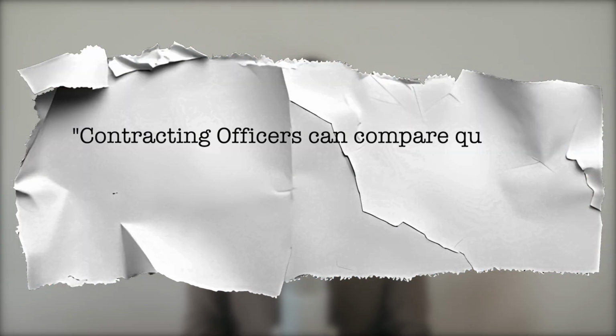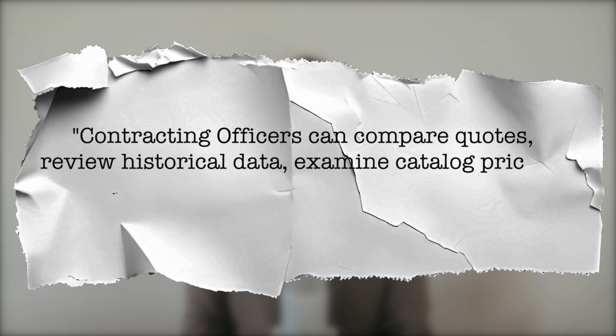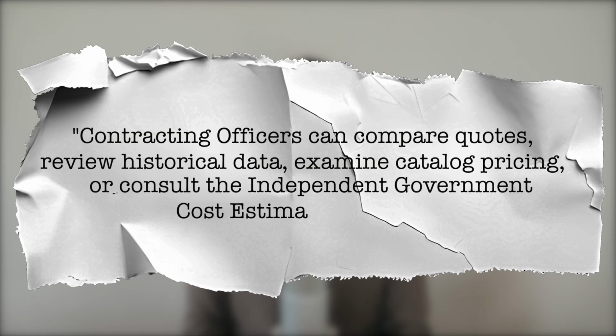Evaluating quotes under FAR Part 13 is designed to be efficient and streamlined. FAR 13.106-3 emphasizes price reasonableness as a key factor, granting contracting officers broad discretion in determining how to evaluate offers. Contracting officers can compare quotes, review historical data, examine catalog pricing, or consult the Independent Government Cost Estimate, or IGCE. The most important aspect of this process is documenting why the selected price is fair and reasonable.